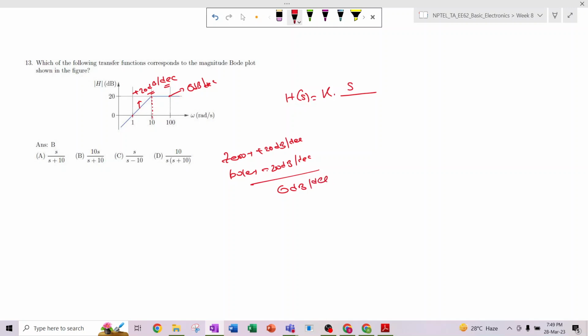So that means at 10 there will be a pole, so that will be 1 plus s by 10, right? We can write it like this. And after this 0 dB per decade, nothing changes, so this will be the transfer function of the system. So H(s) equals k s divided by 1 plus s by 10. So here it will be in the format of this, right?